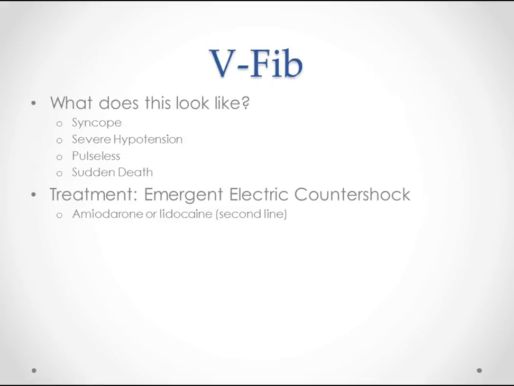Then VFib is the more serious step in this process, and this is when we've got a ventricular rate that is so fast that we don't get any ejection of blood, and really it's just a quivering heart. So what does it look like? Well, it looks like somebody dropping on the ground, and they lose their blood pressure. They don't have any pulse, and if you don't do anything about it, then they're basically dead. And the treatment for this is electric countershock.